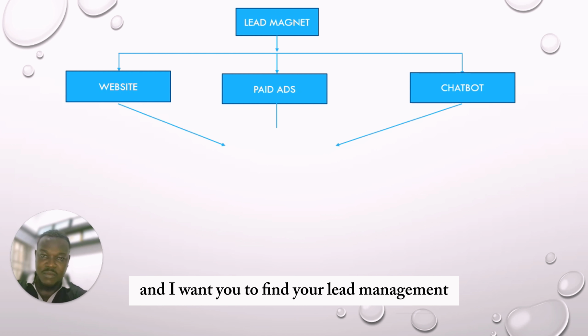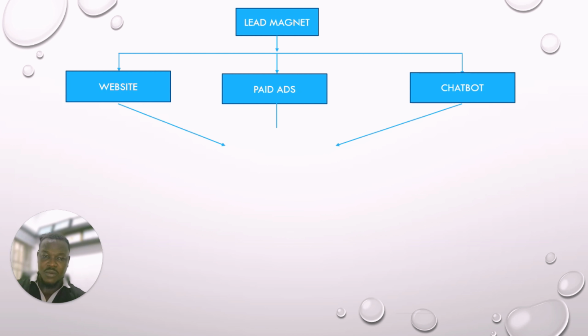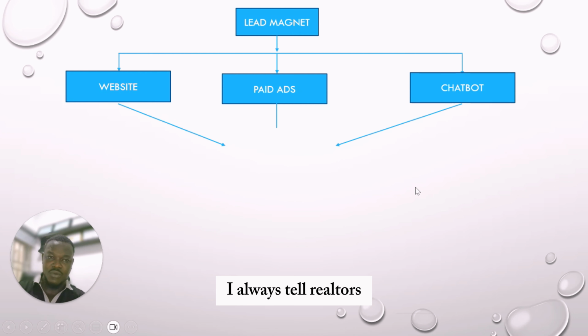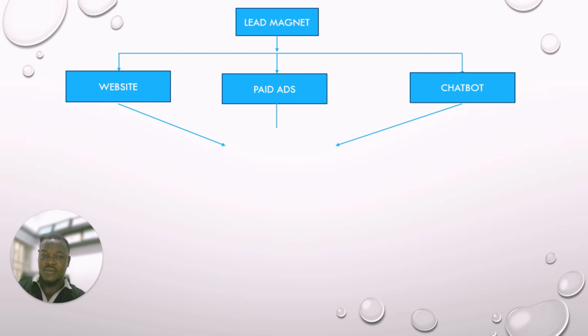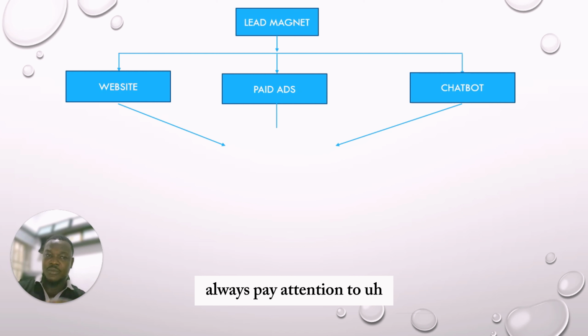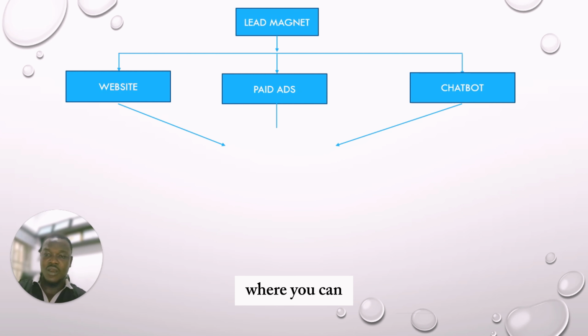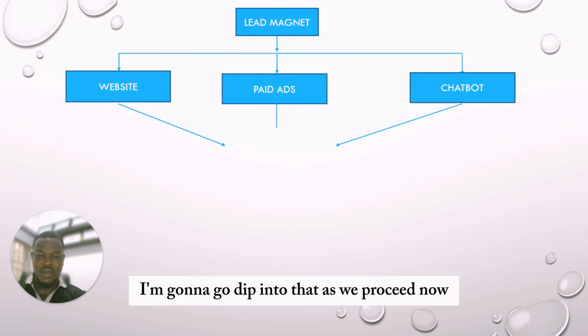Now when you've defined your lead magnet, you want to look for ways to put it in front of your target audience. Another way you can do that is chatbots, and this is basically my favorite. I always tell realtors, especially newly starting individual realtors, to always pay attention to a chatbot, because this AI chatbot is a powerful system where you can channel people through your chat funnel. Okay, I'm going to go deep into that as we proceed.